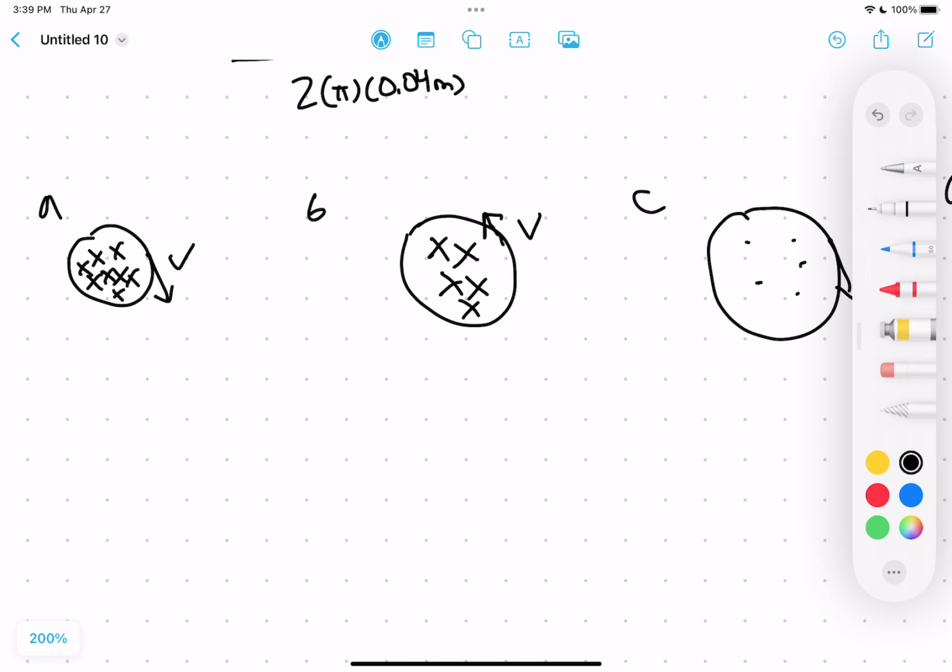So, wait, this is C, right? C, yep. So it should be pointing to the left, let me draw it up here. The bottom point of the circle, left, right, and then you have the magnetic field out of the page, right? So your index finger should be pointing out of the page.